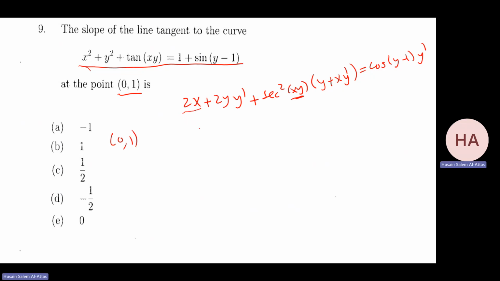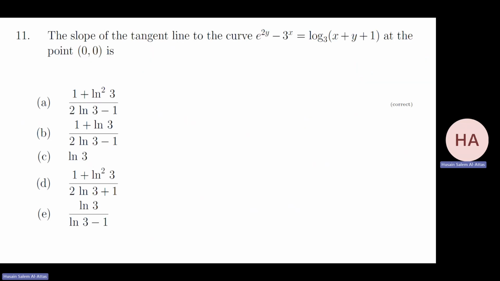I have 2y prime. You have secant squared of 0, which is 1, times y, which is 1. This is 0. Equal to cosine of 0 times y prime, which is cosine 0 is 1, so y prime. So y prime will be minus 1. That's the answer. There's no dotted line to this. Same idea.